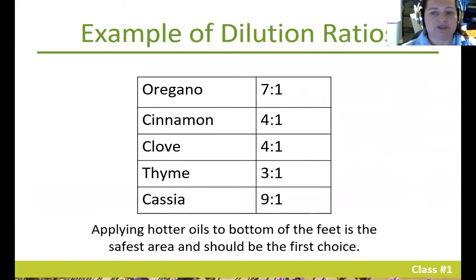Looking at an example of dilution ratios for hot, spicy oils, and those are the ones that you want to always dilute, you see that those ratios are pretty high. For instance, for oregano, the recommended ratio is 7 drops of carrier oil to 1 drop of oregano oil. As always, the bottom of the feet is the safest area for applying hotter oils and any oils, and that should always be the first choice before applying anything anywhere else.